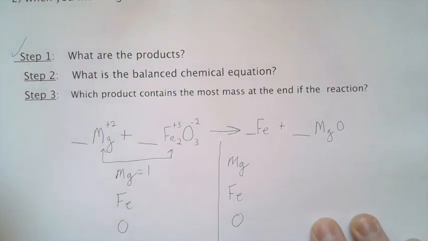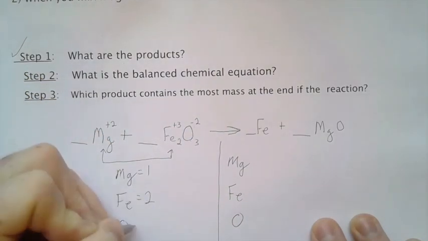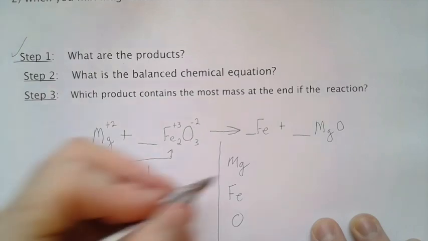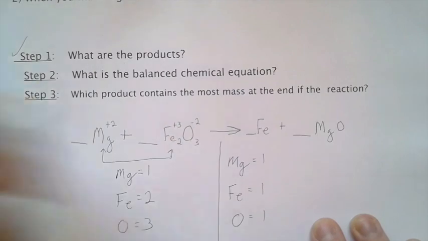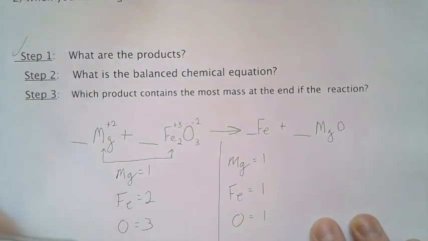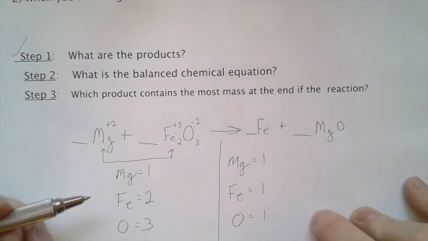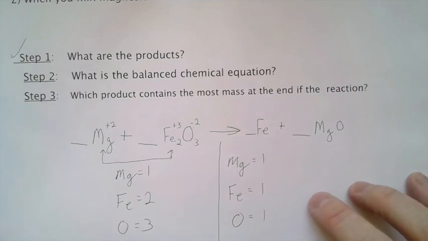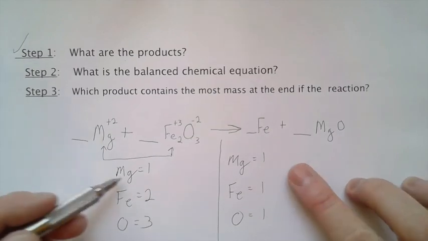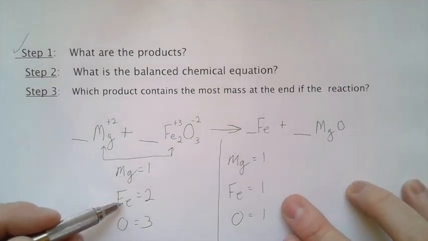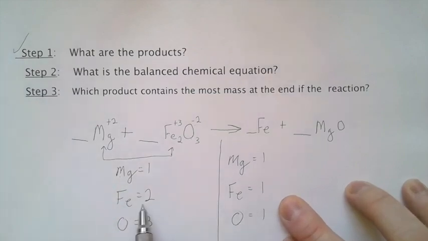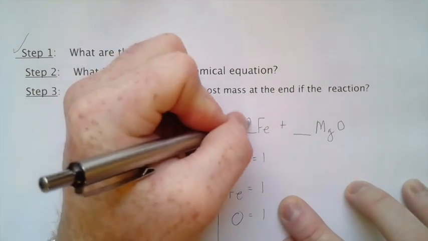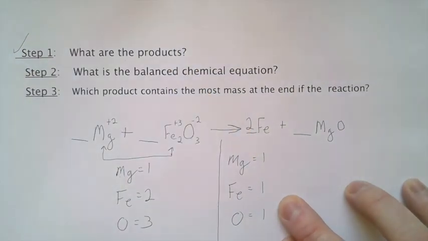On this side we have 1, 2, 3. Over here they're all 1s. So what we've got to do is figure out how this ratio is going to come together correctly. So magnesium's already balanced. We can fix iron pretty quickly. If we go over here, we see that all we need to do is put a 2 for this coefficient.